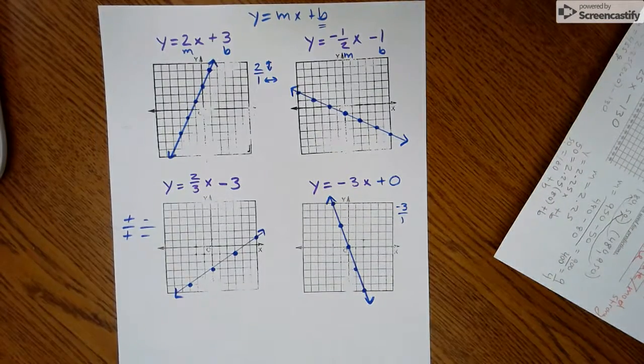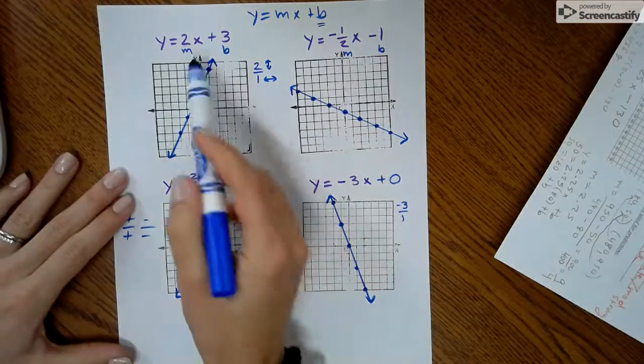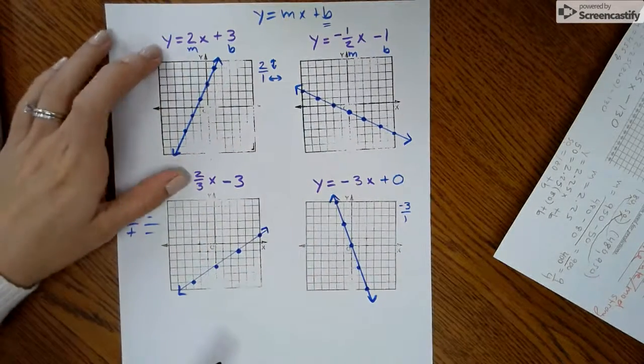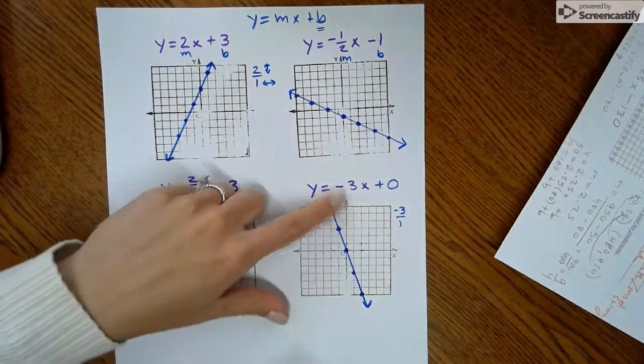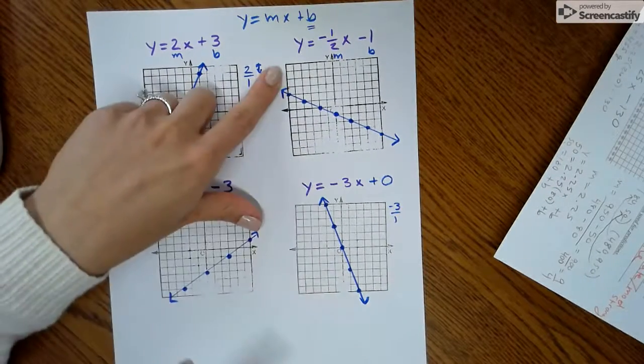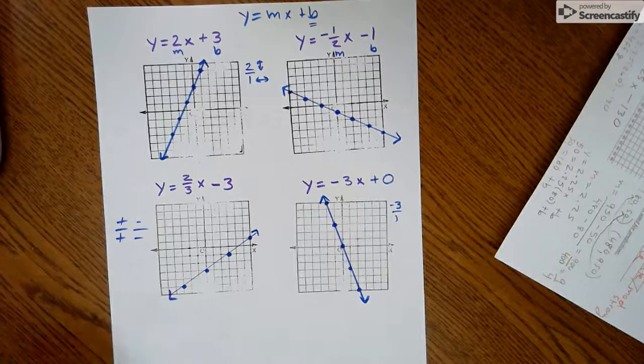And that is really any scenario that you could have. So we did 2 positive slopes, 1 whole number, 1 fraction, and then same thing over here, 2 negative slopes, 1 whole number in terms of negatives, and then 1 fraction in terms of negatives.